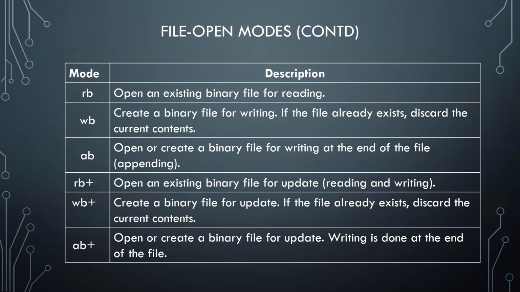Now we have a few other ones. We have RB, which is going to open a binary file, which is what that B is for. So all of these have that B indicator, so they're all going to be binary files. WB, AB, so write binary, append binary. RB+, WB+, AB+. So it's doing the same thing, reading and writing, updating, and then also binary, creating and updating binaries when you're appending to the end.